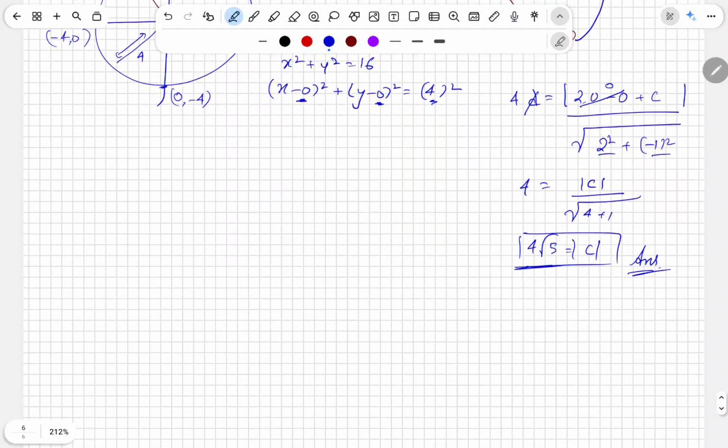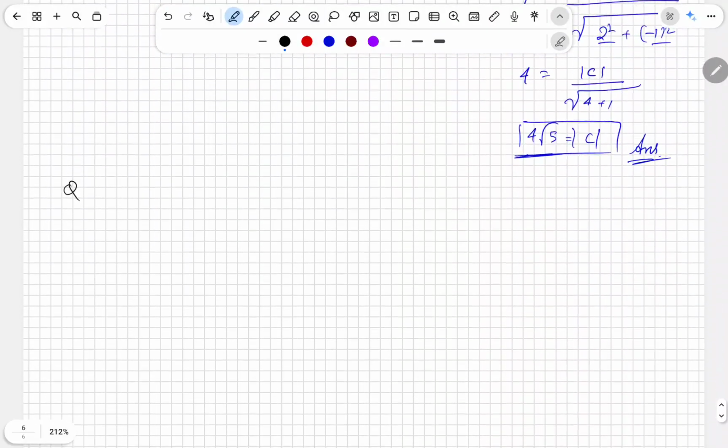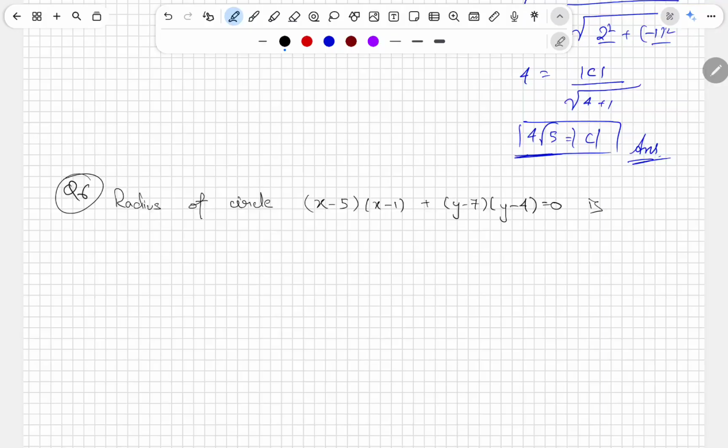I hope it was clear. Let's move on to the next question, that is question number 6. Now in this question, let's read it. We have to find the radius of a circle whose equation is given. Now the question has given us the equation of a circle. We have to find the radius.